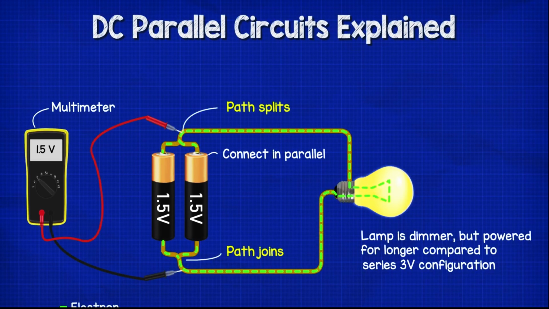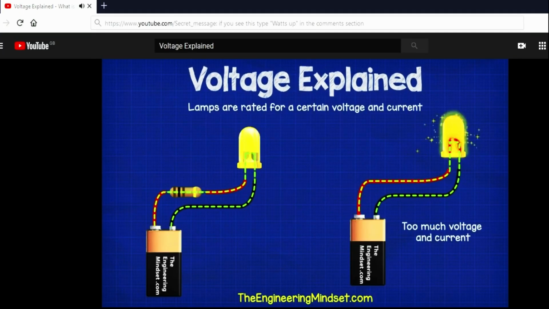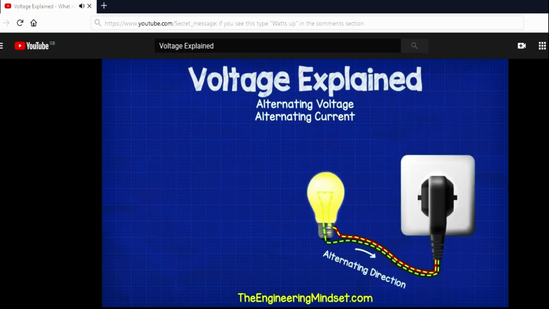The path of the electrons is joined and then it splits, so the flow of electrons are shared between the batteries. The batteries therefore can't provide more voltage. However, their storage capacity has increased, so they can provide 1.5 volts for longer than a single 1.5 volt battery by itself. We've covered the basics of voltage in detail in our previous videos. Do check that out, links down below.